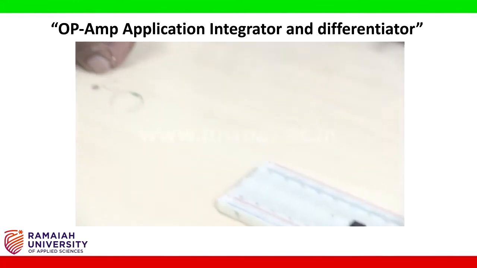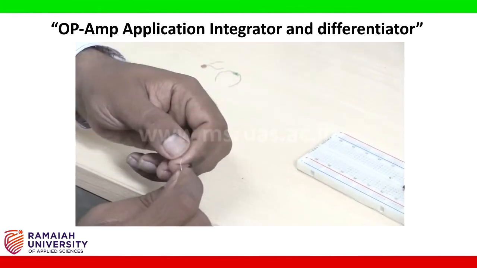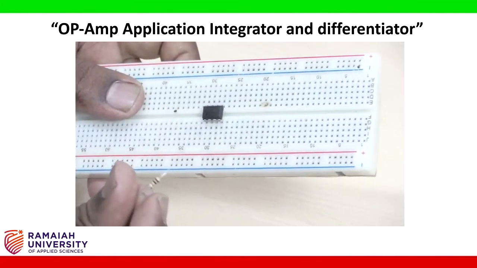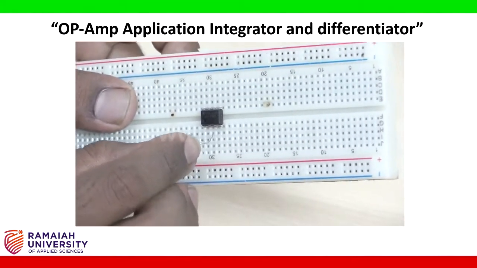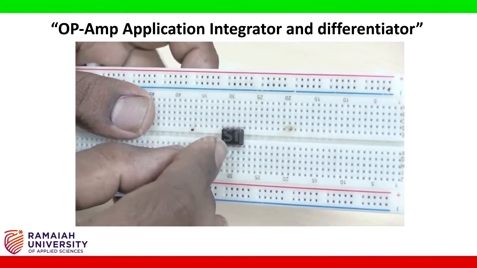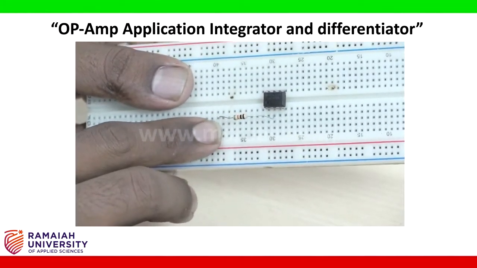So we will take a 10 kilo ohm resistor that will be connected to pin number 2 to some other point in the circuit board, because this resistor I need to connect in between pin number 2 and the signal generator supply. So I am connecting this pin to somewhere in the circuit board.